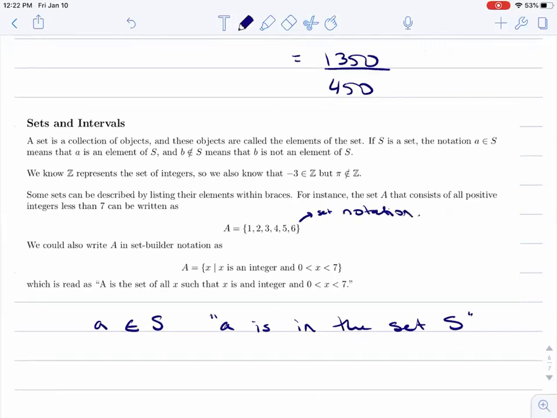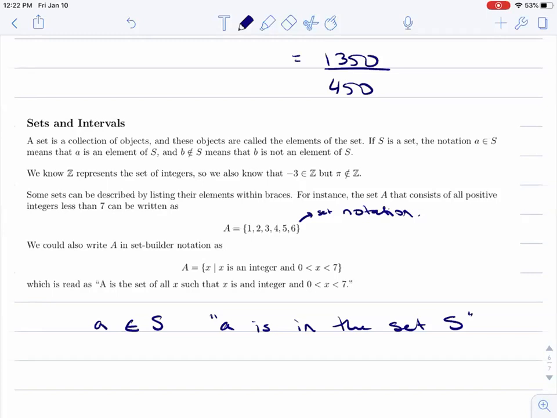When we use those curly brackets, it's just giving you a list. So here it's telling us that A is the set of the numbers 1, 2, 3, 4, 5, 6. If we had to verbally describe this, it would be all positive integers that are less than 7. We can translate that into the set 1, 2, 3, 4, 5, 6.